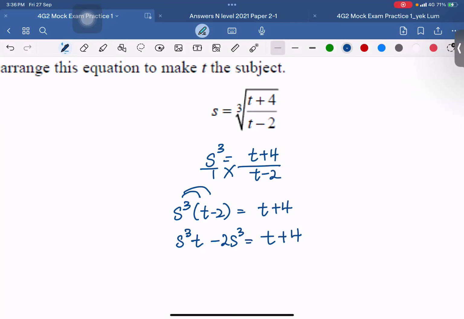But I want to make t my subject. So this is the t. Maybe Kimmy can help me.